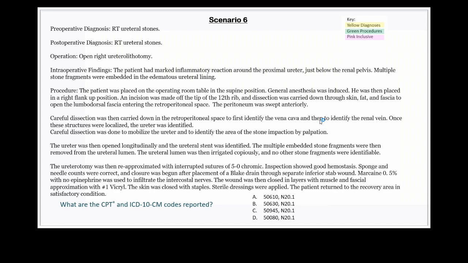And I forgot to read the answers. A was 50610, N20.1. B is 50630, N20.1. C, 50945, N20.1, and D is 50080, N20.1. What are the CPT and ICD-10 codes reported? You have 2.5 minutes.